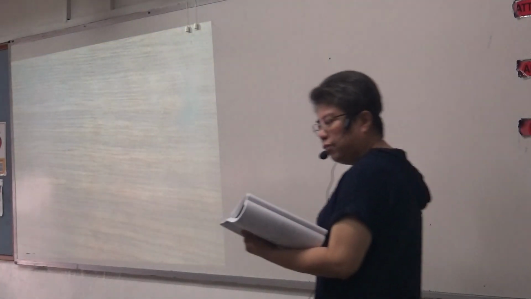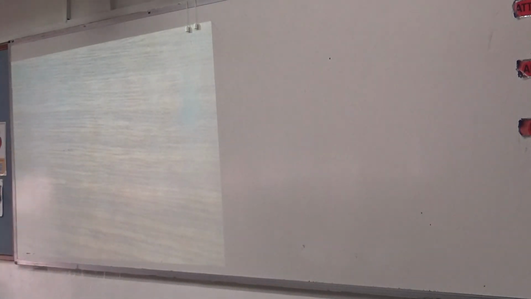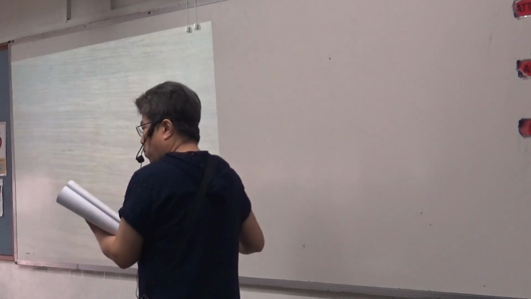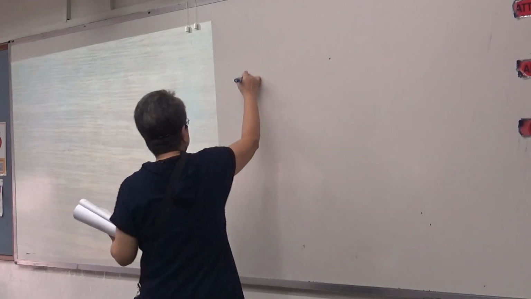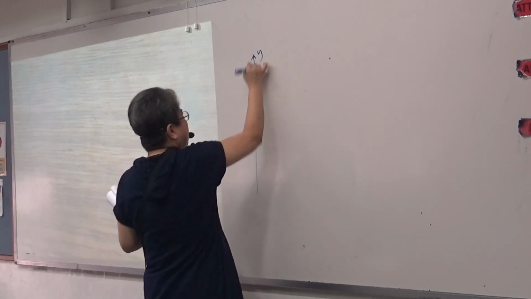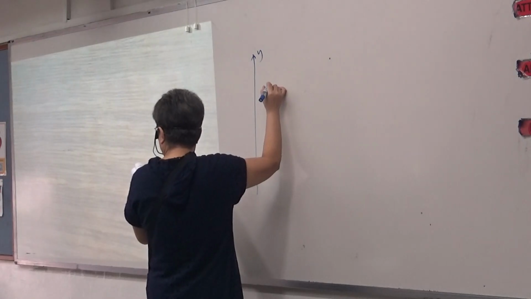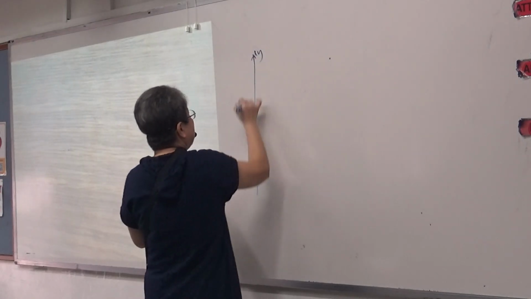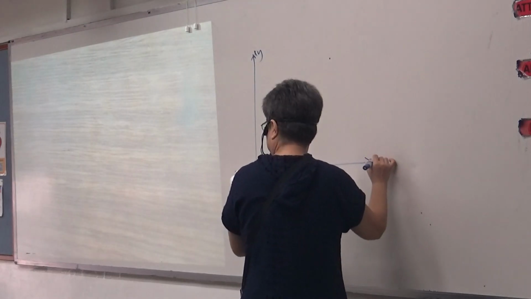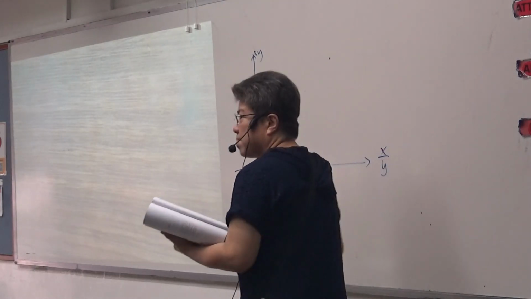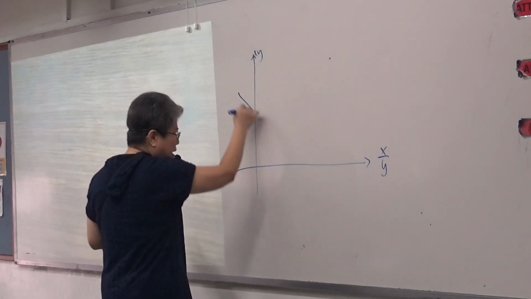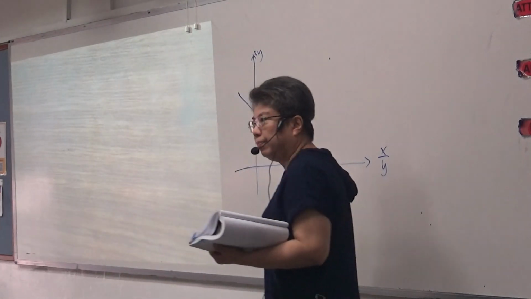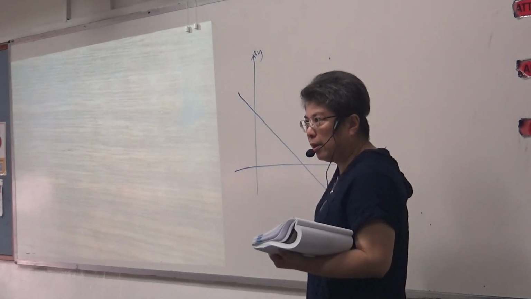Okay, I'm going to read the question first. The variables x and y are related in such a way that when xy is plotted against x over y, a straight line graph is obtained. When what? xy is plotted against what? X over y. A straight line graph is obtained. That means I get a straight line graph. Correct? Everybody clear with what I'm saying here?